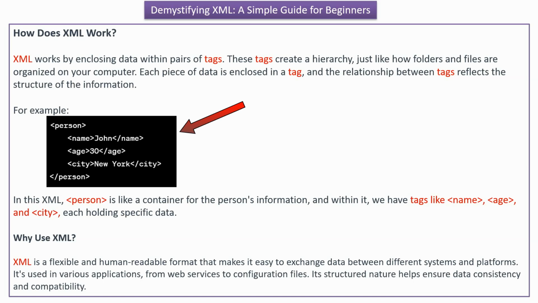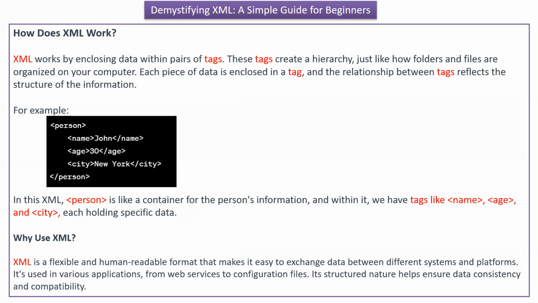Here you can see an example of person details in XML format. The person's name is John, age is 30, city is New York. In this XML, person is like a container for the person's information, and inside that we have tags like name, age and city, each holding specific data.